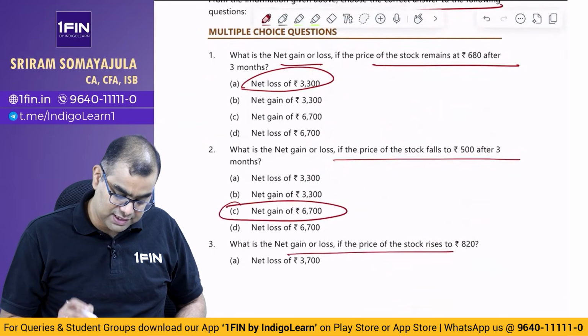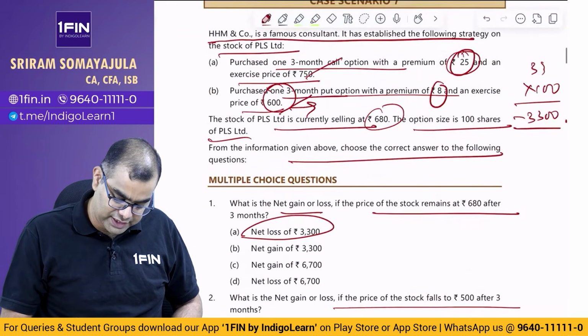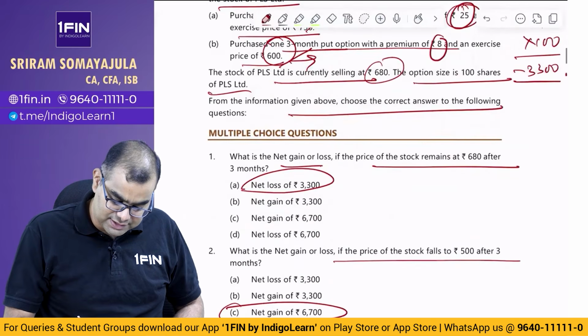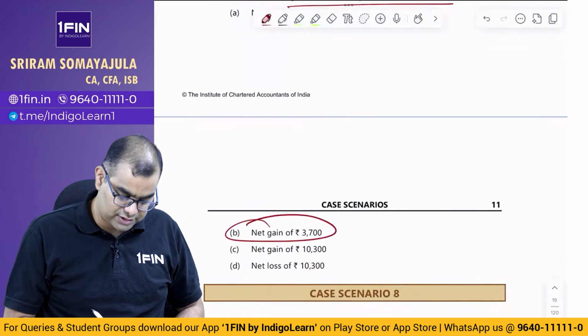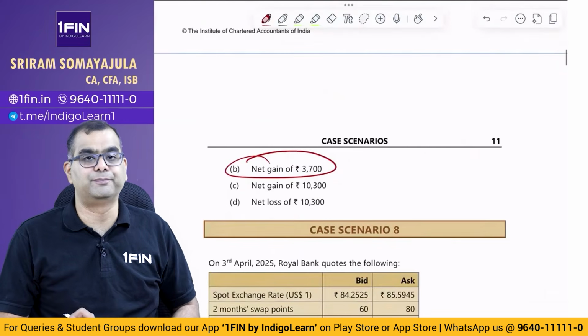What is the net gain if the price rises to 820? So on buy call side you will make money. Buy call is at 750. 750 and 820 is 70. 70 into 100 is 7,000. 7,000 minus 3,300 is 3,700. So you will make a gain of 3,700. So answer is A, C and B.